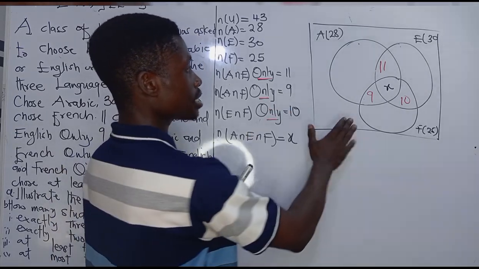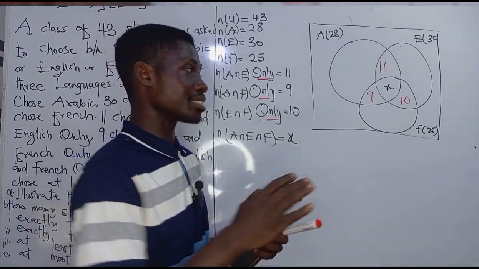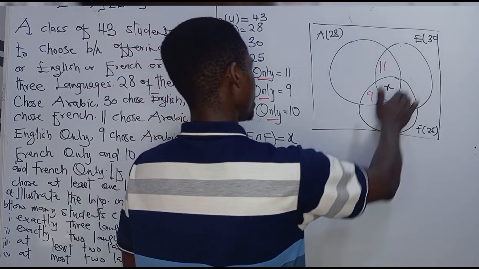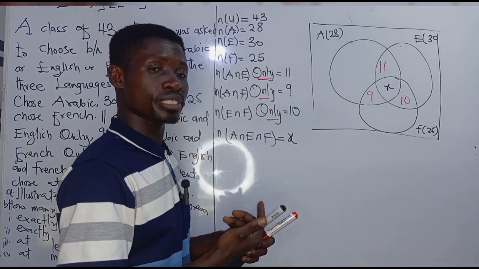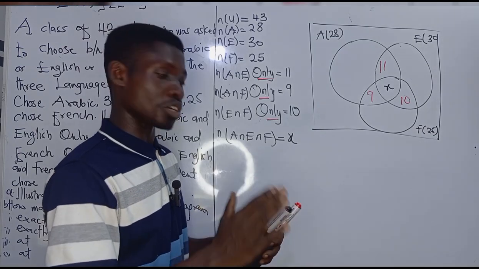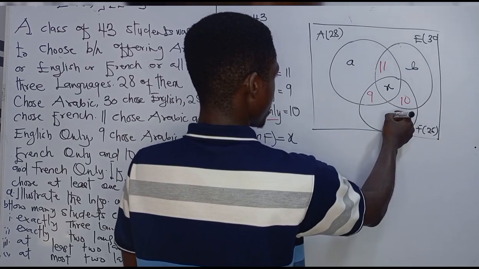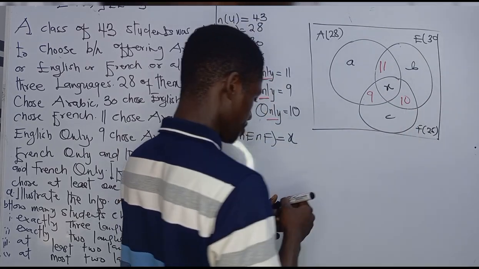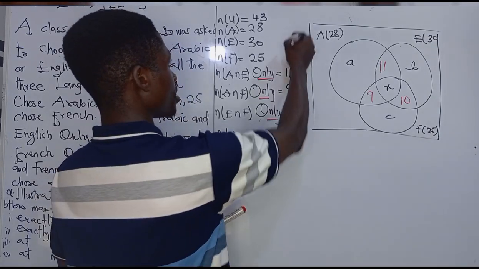Now that we are done with the representation, the next region that we are going to look at is this region, and this region. Information on these regions were not given. So we can represent with any variable at all. So let's use A, B, and then what? C. So we are done representing this information on the Venn diagram.